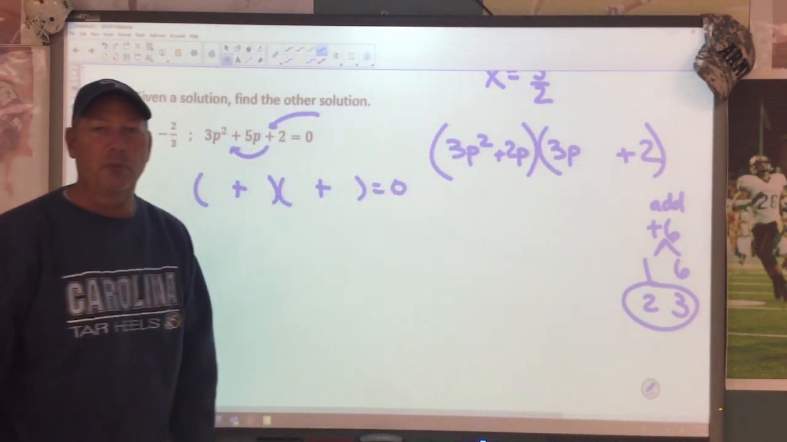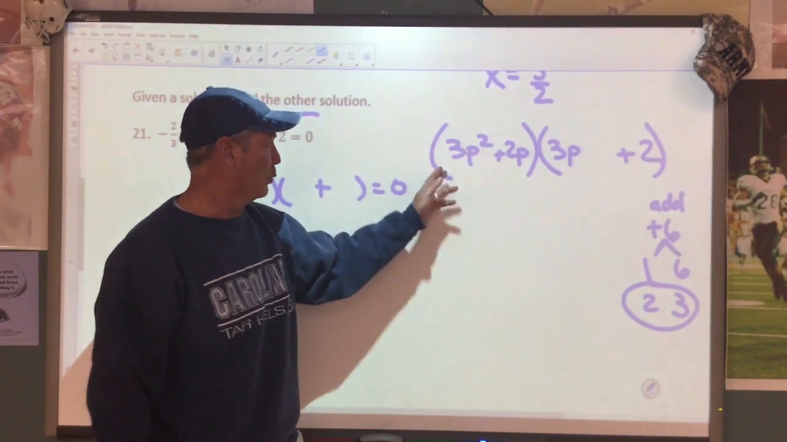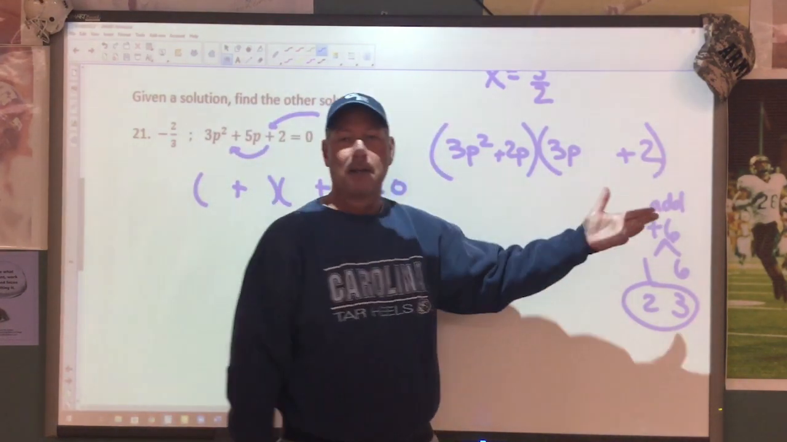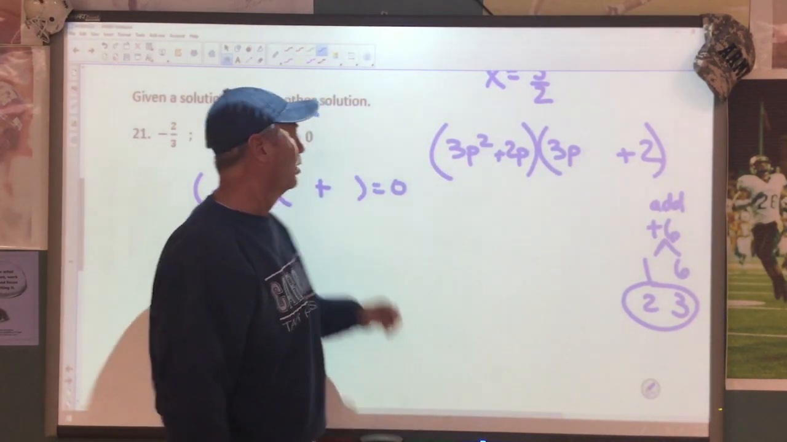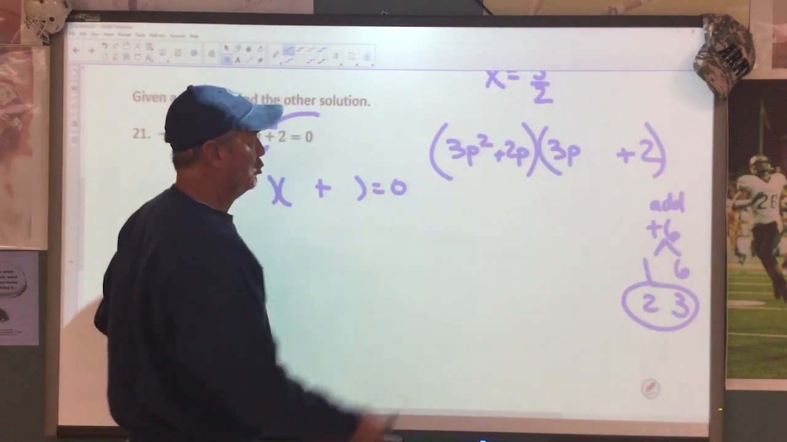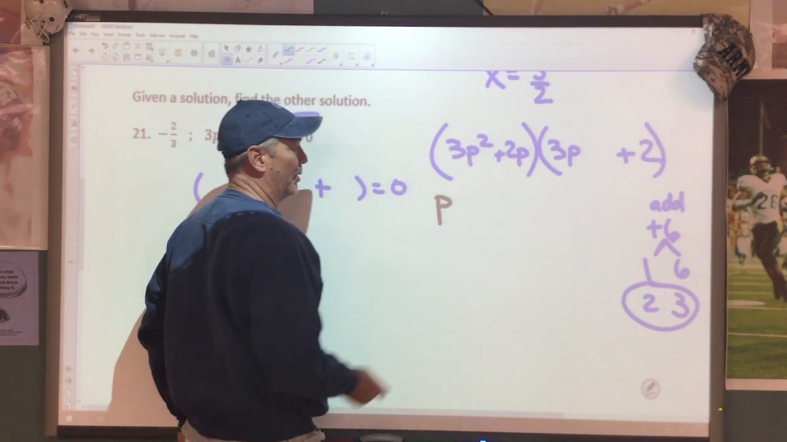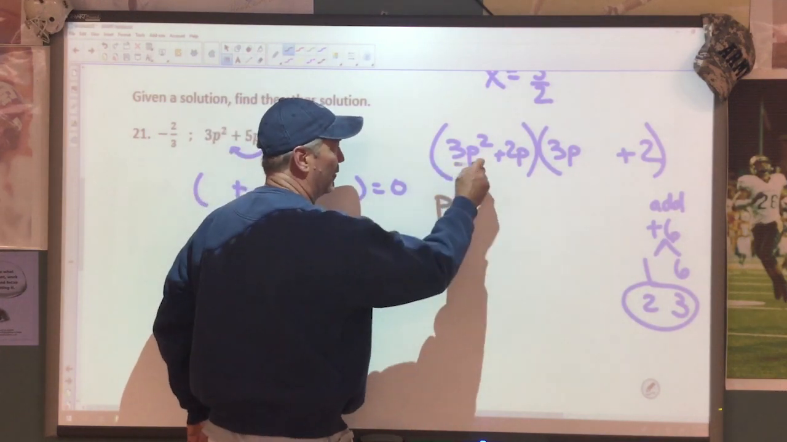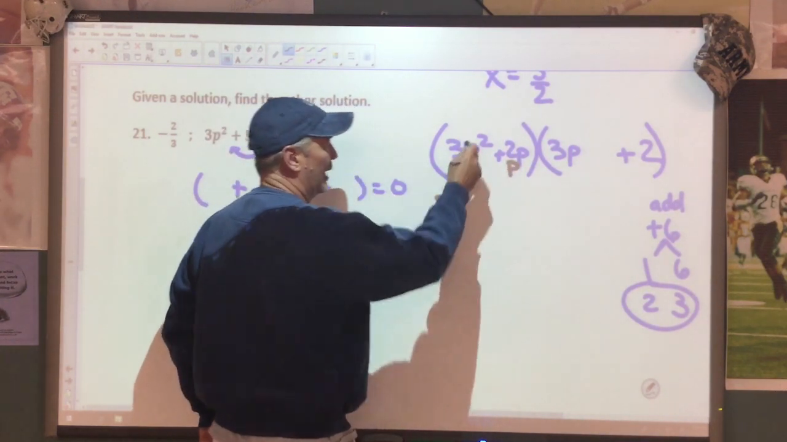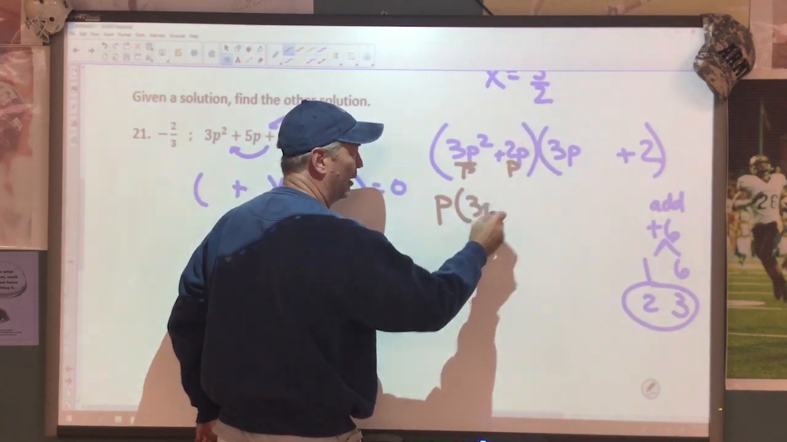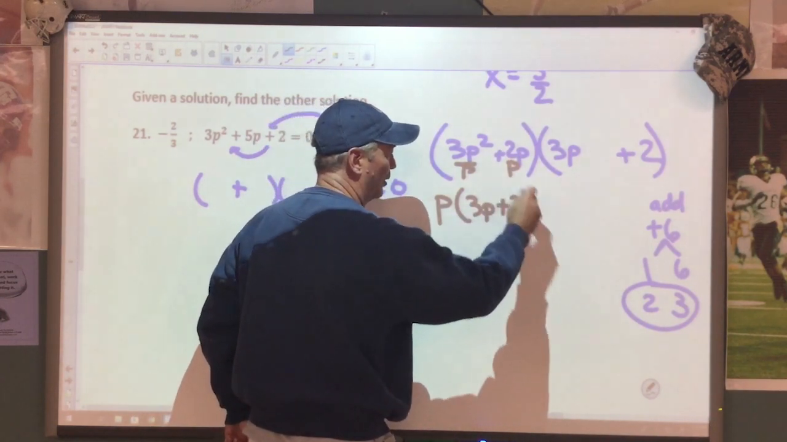And we're going to use grouping. We have 4 terms, 1, 2, 3, 4, and we're going to use grouping. Look in the first parentheses. Do I have anything in common? I have a p in common. And when we divide by p, that leaves us with 3p plus 2.